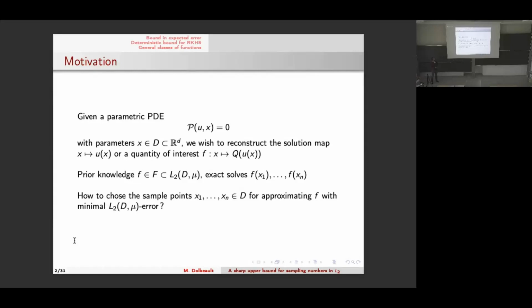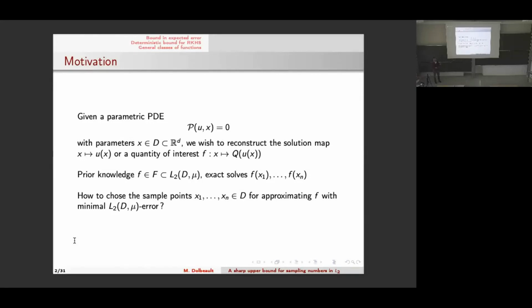I could also be interested in a quantity of interest f, which depends on the solution. And I will focus on this aspect, since I will take a scalar function f with values in R or C. So what do I want to do with that? I want to approximate f in an accurate way with the least possible number of evaluations of my function.